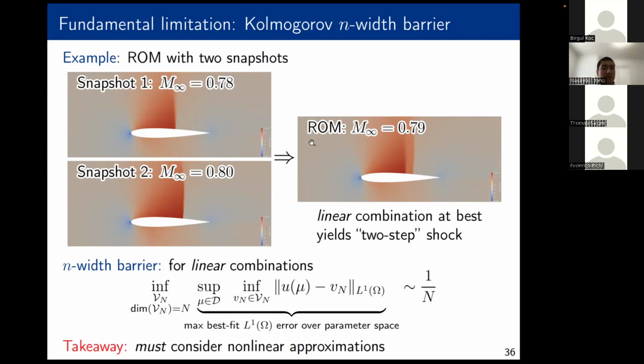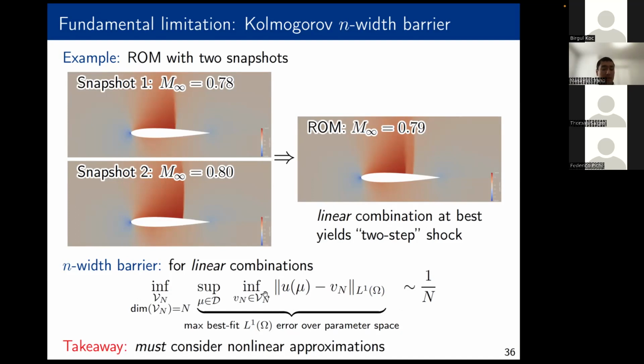But of course, if we are considering a linear combination of these 2 snapshots, we can't really represent this type of translation. So the best we can do is to represent the shock that sits in the middle with this 2-step shock shown on the figure on the right. Okay? But you can probably guess that the lift or drag estimate based on this type of 2-step shock structure is not going to be very accurate. So this is an illustration of the challenge.